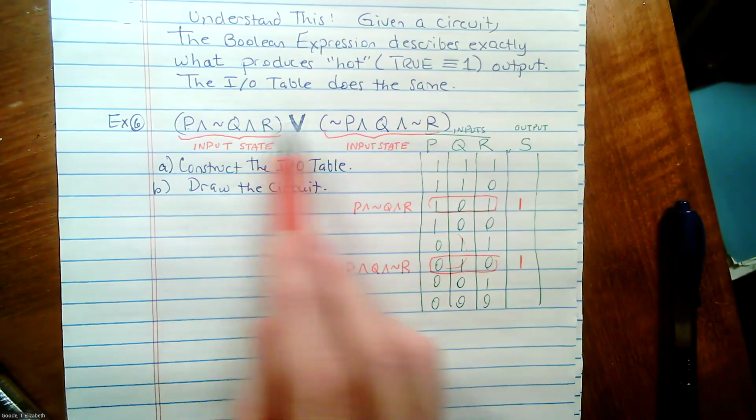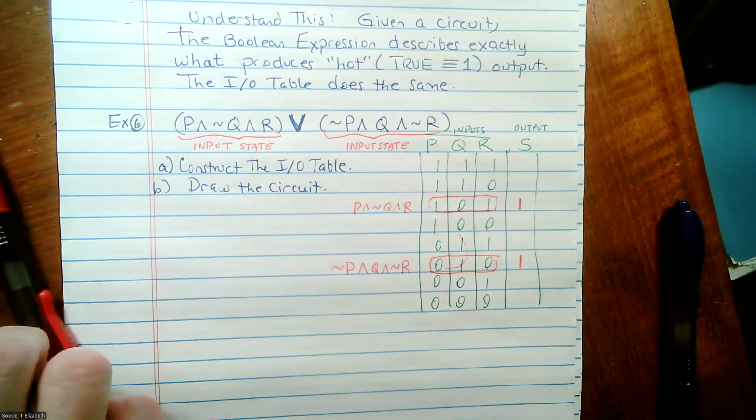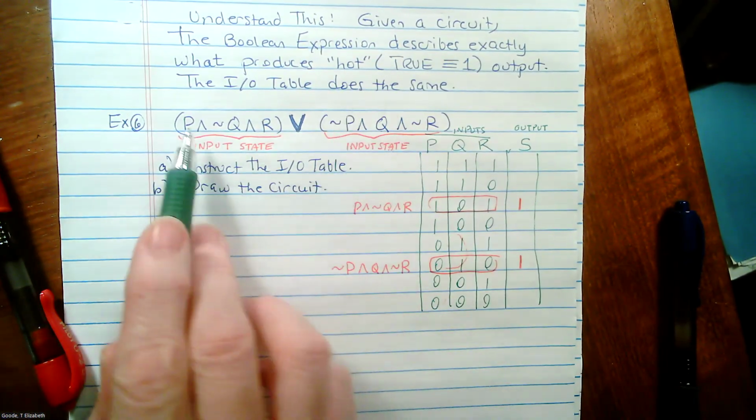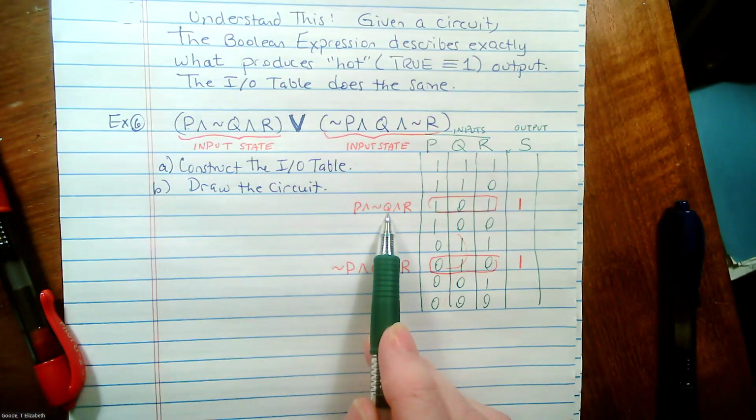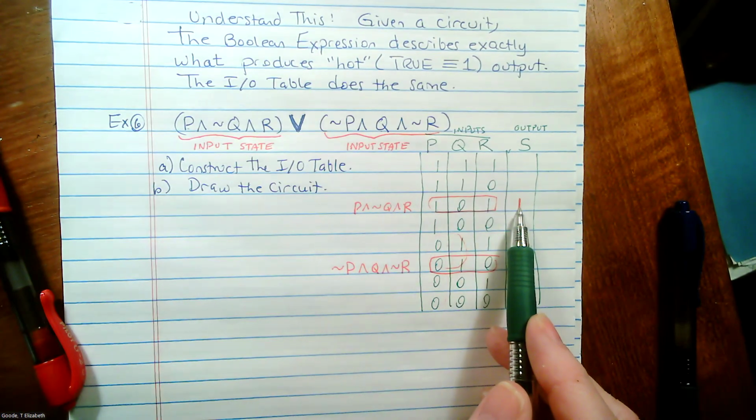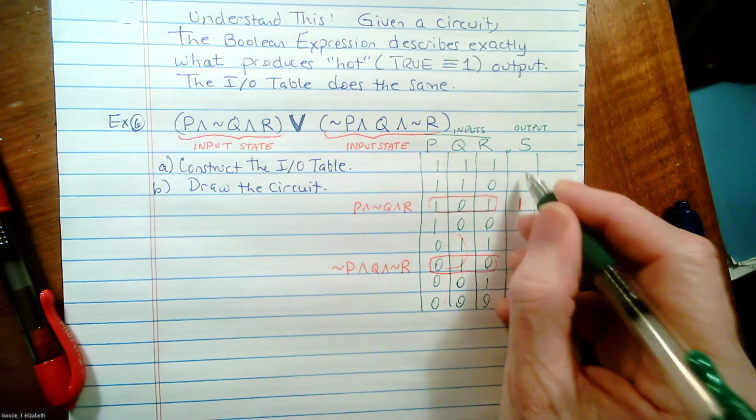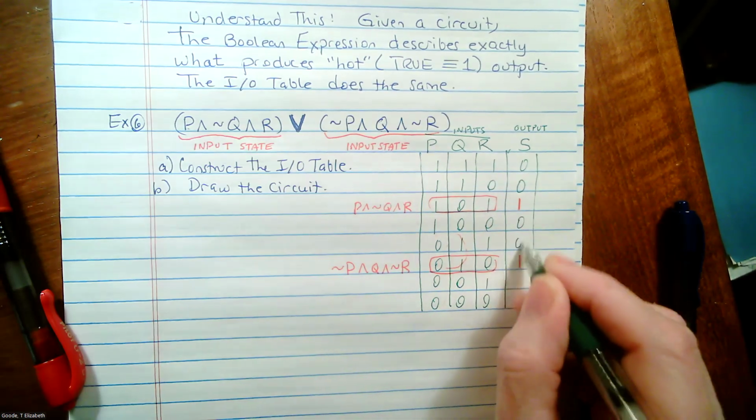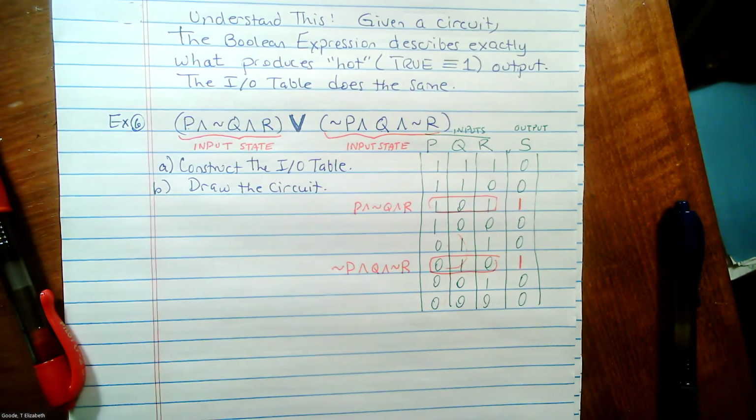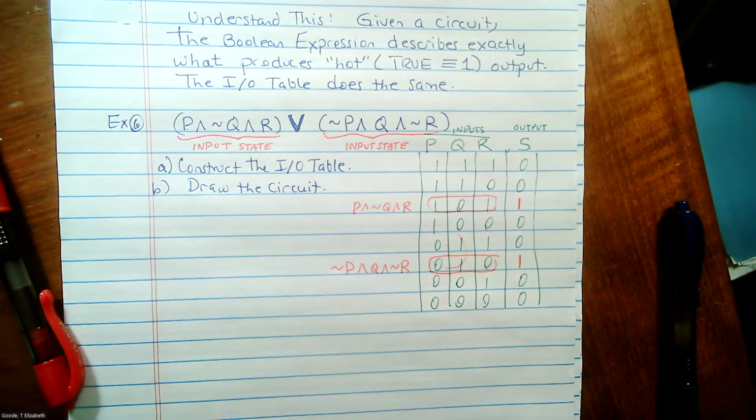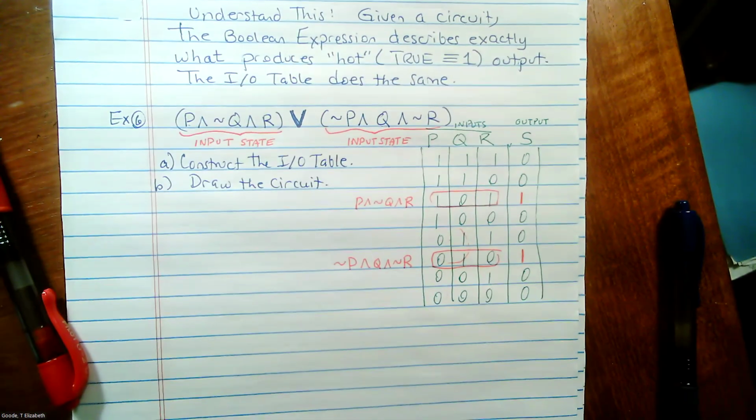And that's exactly what this Boolean expression describes. This Boolean expression says, hey, if P is hot and Q is cold and R is hot, we want hot output. If P is cold and Q is hot and R is cold, we want hot output. In every other instance, we want cold output. Are you with me?